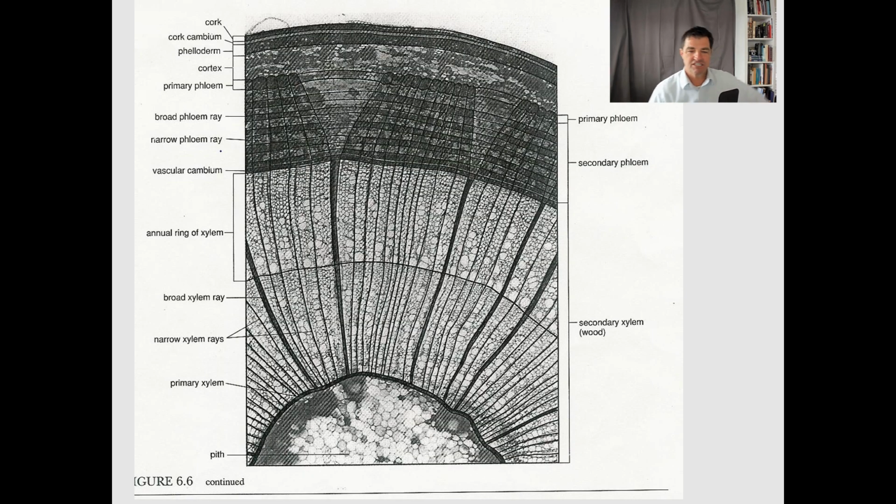Okay. This is a nice picture that kind of shows you everything. Same kind of thing I showed you before, but here's my vascular cambium. Here's my secondary phloem. Here's my pith. And here's my primary xylem there. This is my secondary phloem.